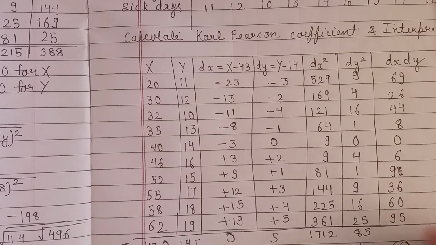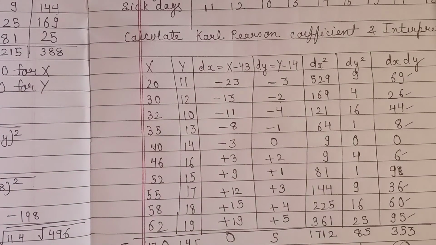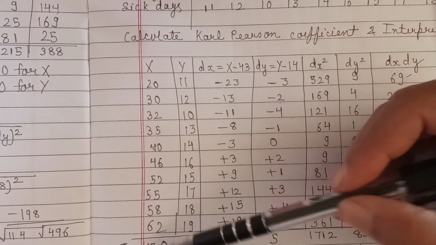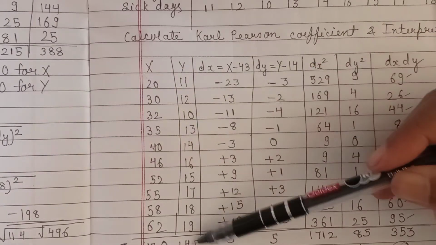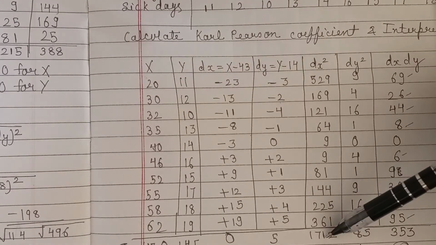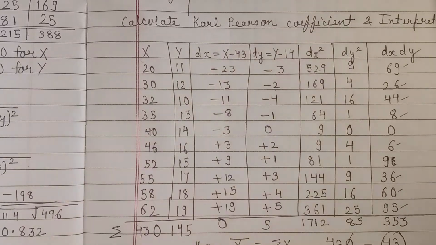If we find the sum of dx into dy, we will get 353. So this is the calculation for x. The sum of x is 430, the sum of y is 145, sum of dx is 0, sum of dy is 5, sum of dx square is 1712, sum of dy square is 85, and sum of dx into dy is 353.